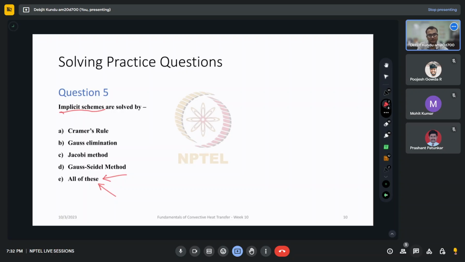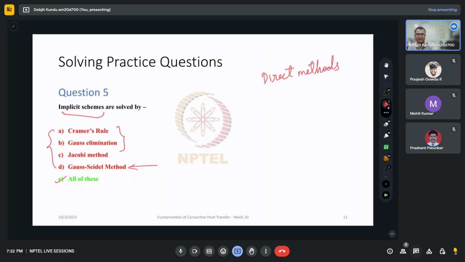Okay, so let's have a look at the solution. The solution is indeed option E, all of these. That is, all these four methods can be used for solving implicit schemes. However, in practice, it's the Gauss-Seidel method that is used, because these three, Kramer's rule, Gauss elimination, and Jacobi method, are direct methods, and direct methods are very computationally expensive. So that's why methods like Gauss-Seidel, which does not involve solving the inverse of a matrix, are preferred.